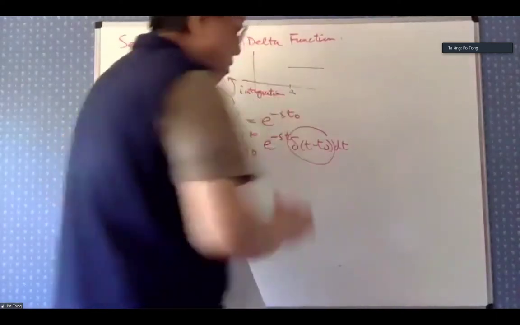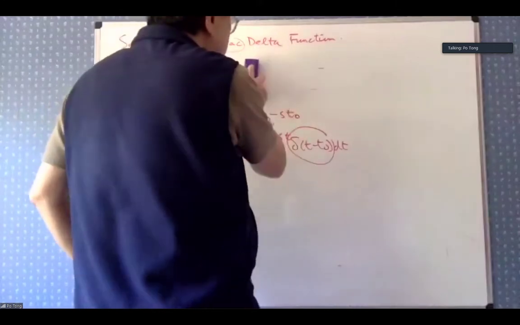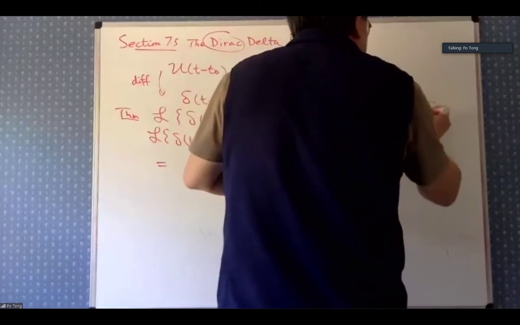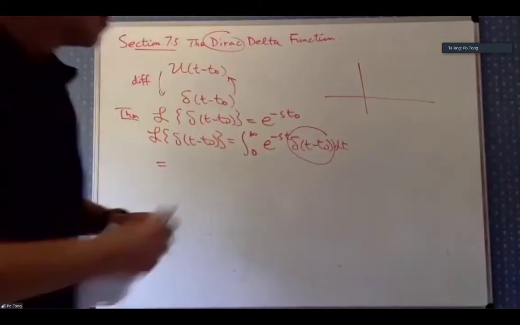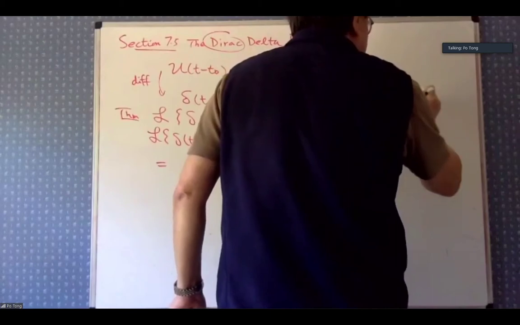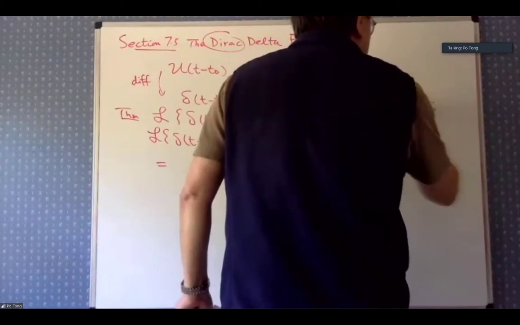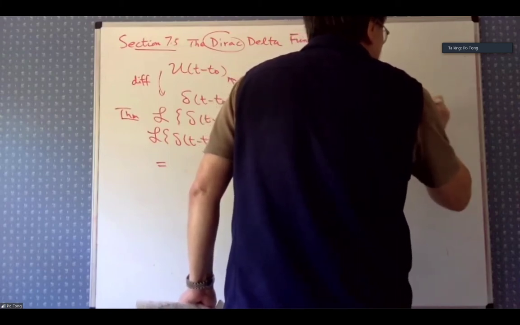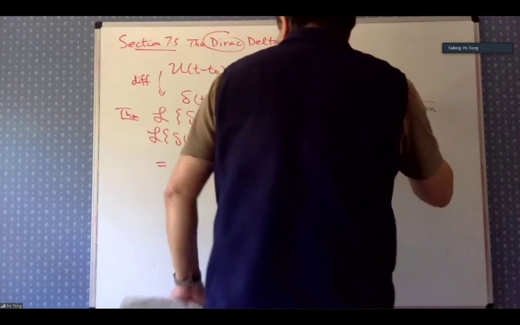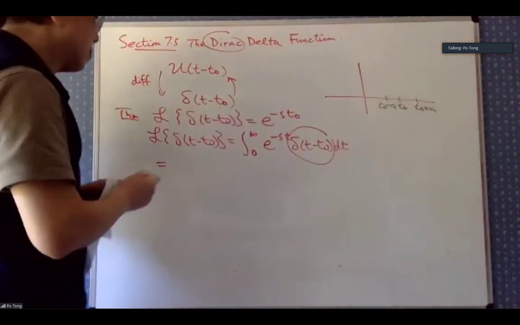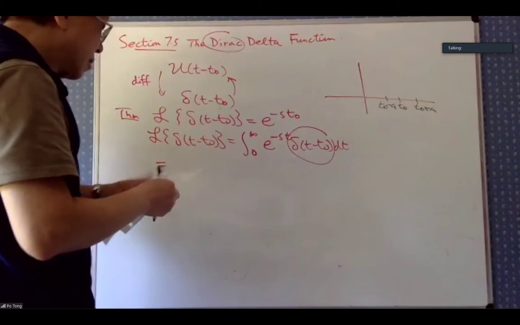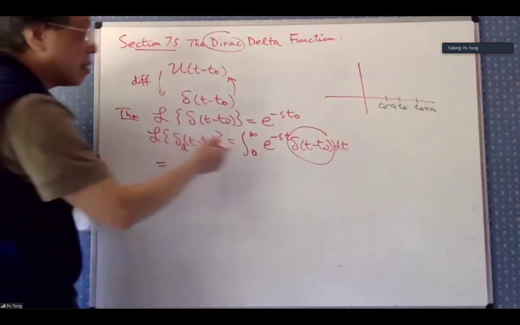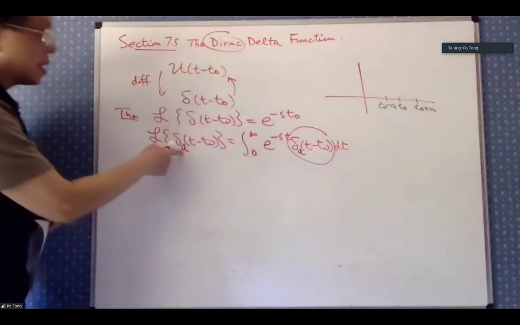Let me just redraw the graph then. What does the graph of this function look like? It looks like this. You have these two sides, t naught minus a and t naught plus a. I'm going to do the a here first, and later on take the limit as a goes to 0.